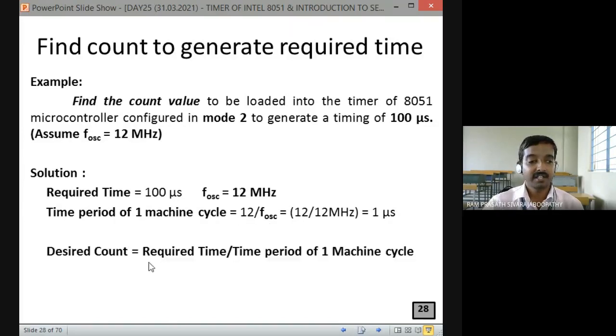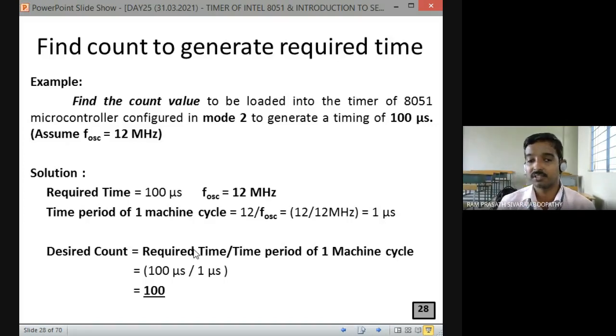Fine. Desired count is equal to required time divided by time period of one machine cycle. What about the required time? 100 microsecond. What about the time period of one machine cycle? 1 microsecond. That means 100 microsecond divided by 1 microsecond, which is going to be 100 count. Fine. So this is the desired count. What I have to calculate is what count value I have to load. In the screen, take a screenshot. Kindly take this slide as a screenshot.